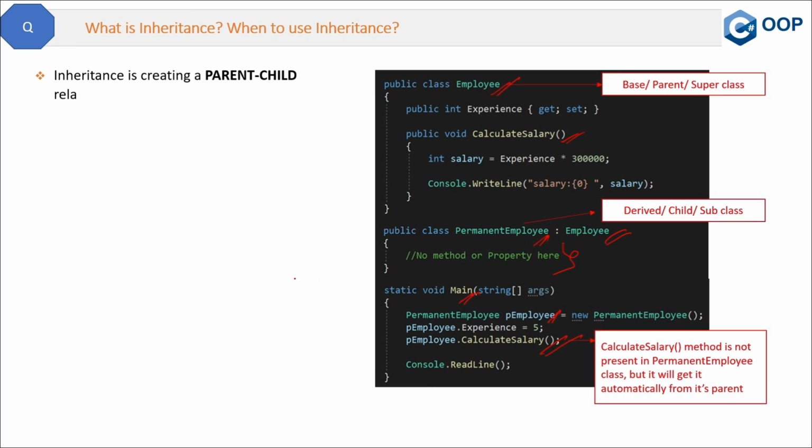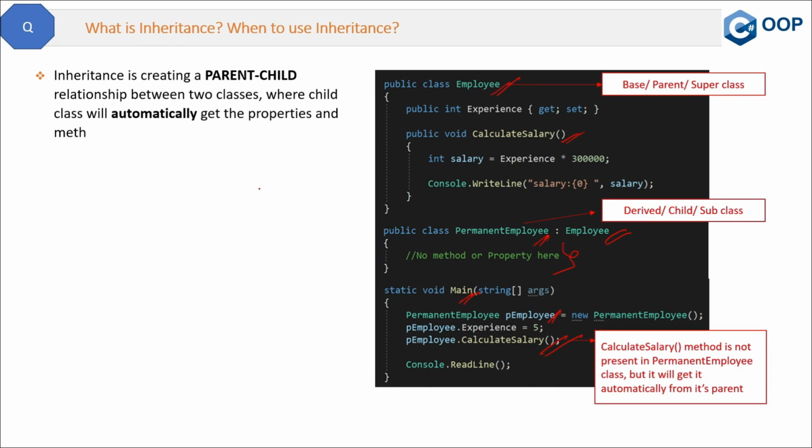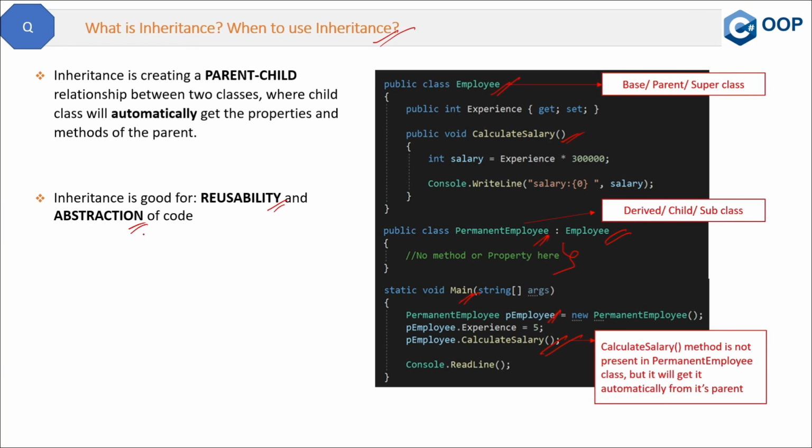So the definition is: inheritance is creating a parent-child relationship between two classes where the child class will automatically get the properties and methods of the parent. Now the next part is why inheritance is an important concept in software applications. The answer is simple. Inheritance is good for reusability and abstraction of code.